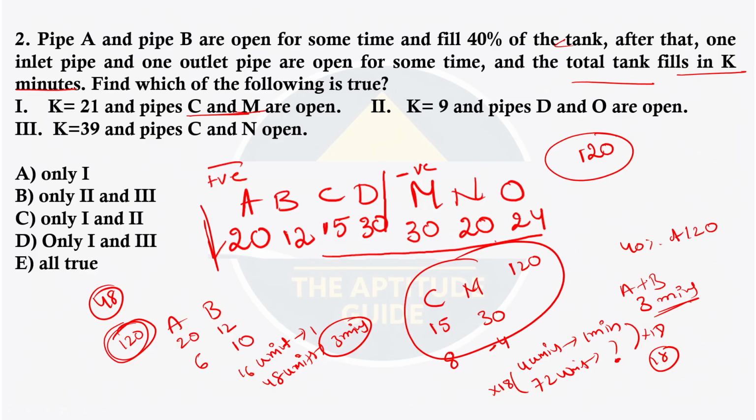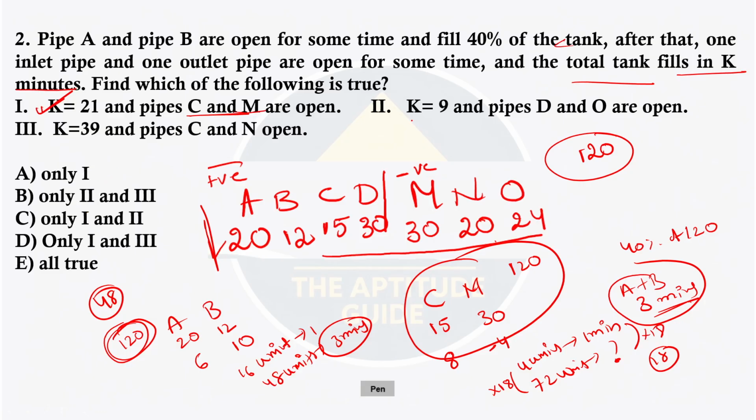A and B together active for 3 minutes. So on the whole, it's 21 minutes. So K is 21. So C and M are open. First one is true, but I have 1, 2, 3 options with 1. So I should look at the remaining 2 as well.